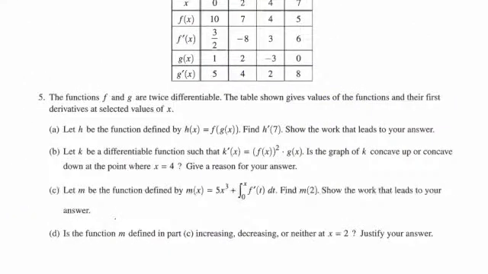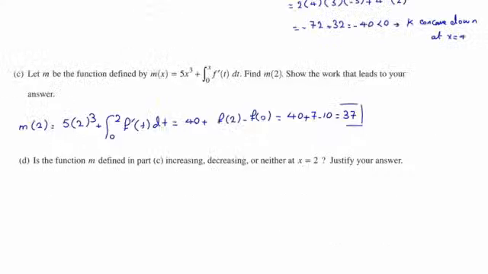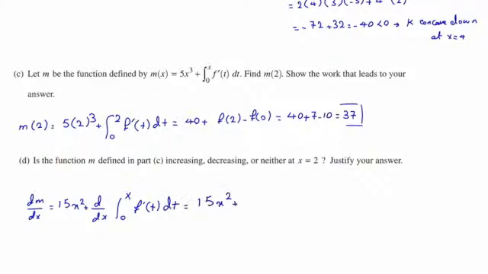Part D, last part, it says is the function m defined in part C increasing, decreasing, or neither at x equal to 2. So we should calculate m prime of x at x equal to 2. Okay, let's calculate m prime of x, or dm/dx, equal to 5x cubed will be 15x squared plus d/dx of integral from 0 to x of f prime of t dt, and it will be 15x squared plus f prime of x. That is what m prime of x is.